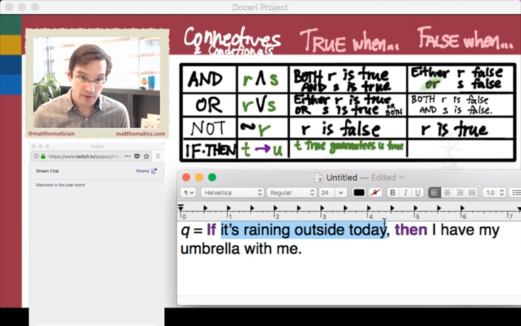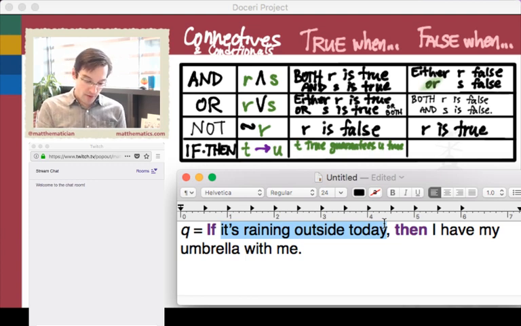So this is weird. This is maybe the weirdest thing in propositional logic. And it is that we agree that a conditional, an if-then statement, is true in every case when its antecedent, its hypothesis, is false. On all of the sunny days, because the sunny days cannot falsify this statement, they must make it true.